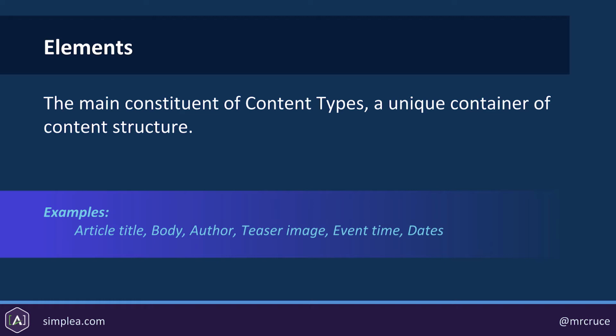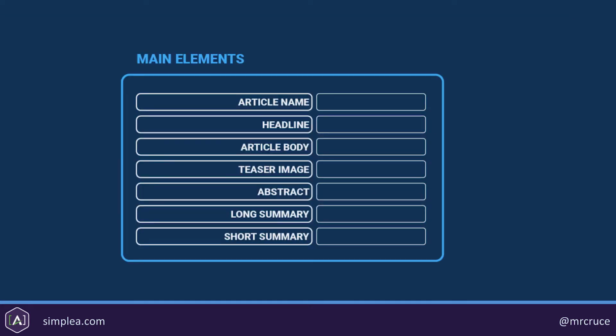Elements are the main constituent of a content type. It's a unique container of structure. So when we're talking about structure, we're talking about containers; the element is the container. So that is an article title, a body, author, teaser image, event time, dates. There's literally infinite permutations of what an element is. And a content type contains elements. And then elements are able to be represented within our CMS templates.